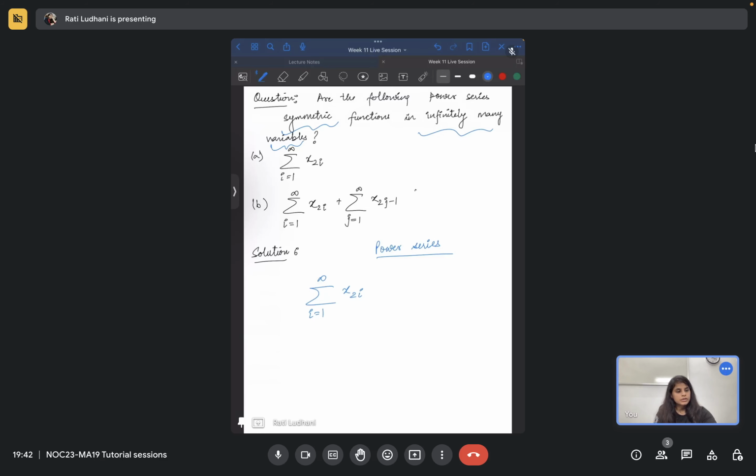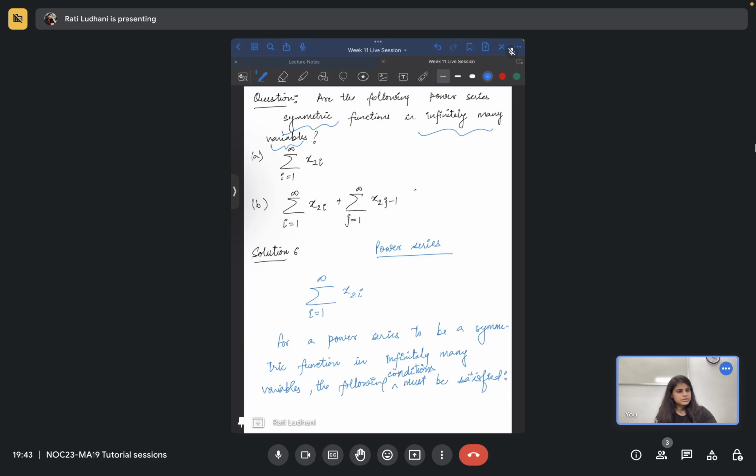For a power series to be a symmetric function in infinitely many variables, the following conditions must be satisfied. So what are those?